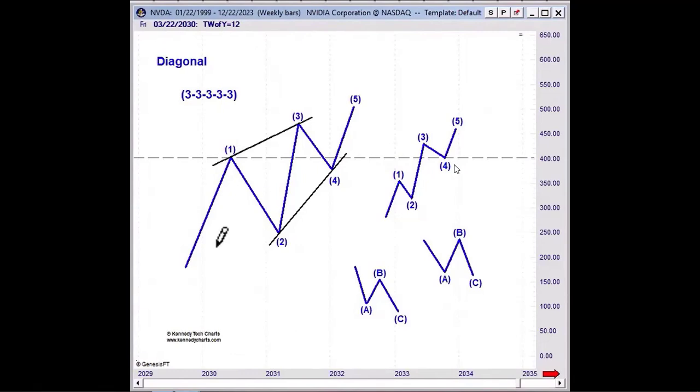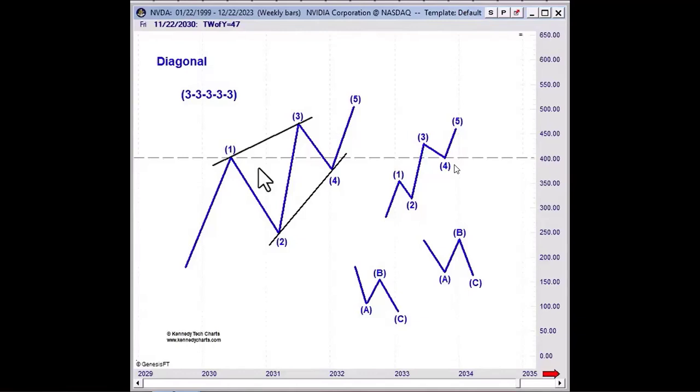So going back to the diagonal, wave 4 must end in the price territory of wave 1, in my opinion. Again, I do believe there's an example in the book, Elliott Wave Principle by Frost and Prechter, where Bob has an example of a diagonal where wave 4 did not end in the price territory of wave 1, but that's the exception. It's certainly not the rule. So if you're going to identify this pattern correctly, I recommend insisting on wave 4 ending in the price territory of wave 1.